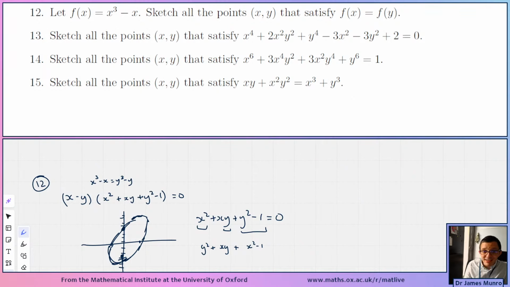Which is actually an ellipse. That's not a great picture of an ellipse. I think I've drawn more of a potato, but sort of oval shape. Hard question. I've drawn it the wrong way around.